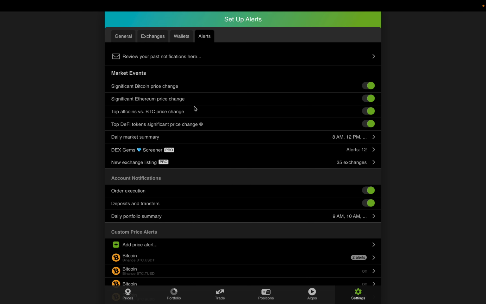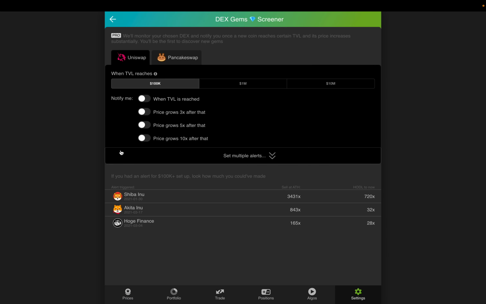Now on alerts, we have, of course, another thing, which is called the OKX Gems Screener, previously called the Uniswap Gems Screener. So why is it now called the OKX Gems Screener? Because now, besides Uniswap, you also have Pancakeswap here. It's the same logic of the alerts.